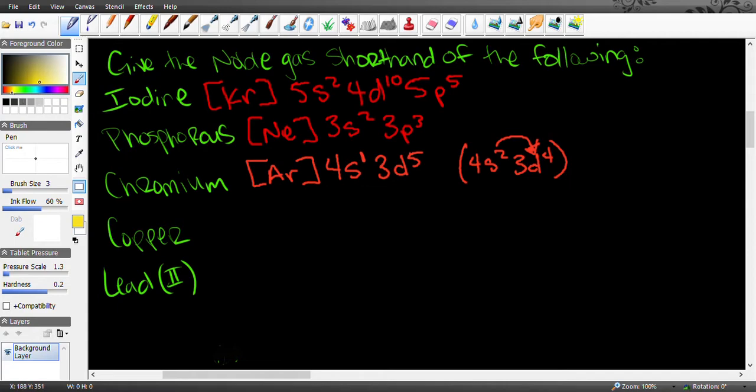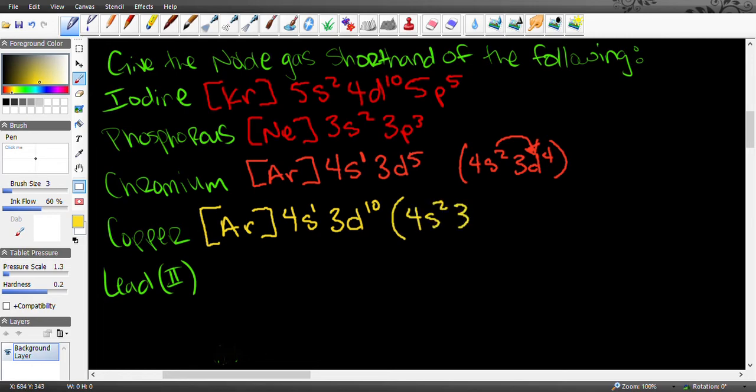All right, so for copper, another one of the exceptions. Copper is going to follow pretty much the same rule here. It's going to be argon 4s1, 3d10. It's normally 4s2, 3d9, but again, we're going to take one from the higher energy orbital and move it down to the lower energy orbital.